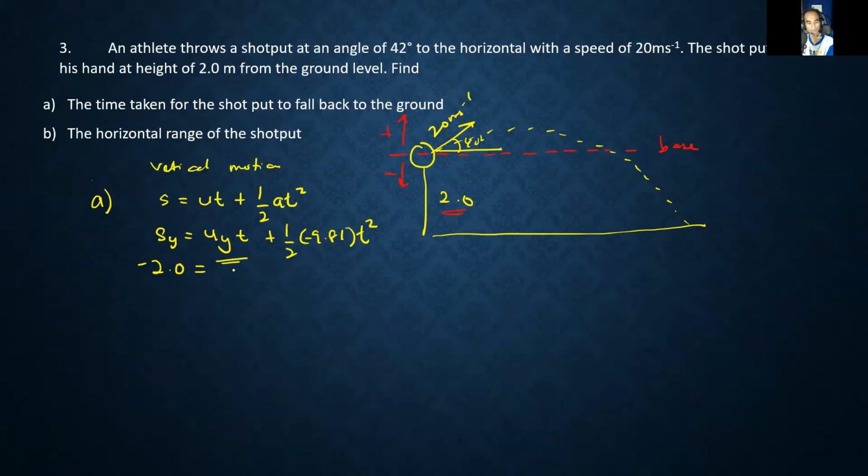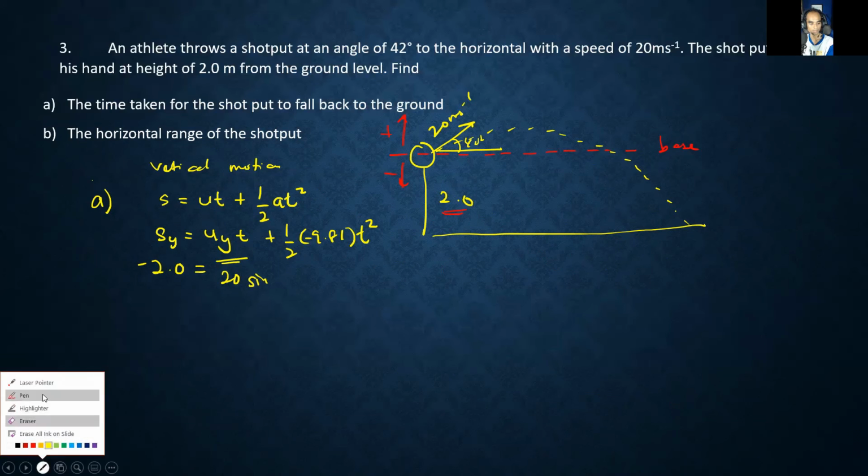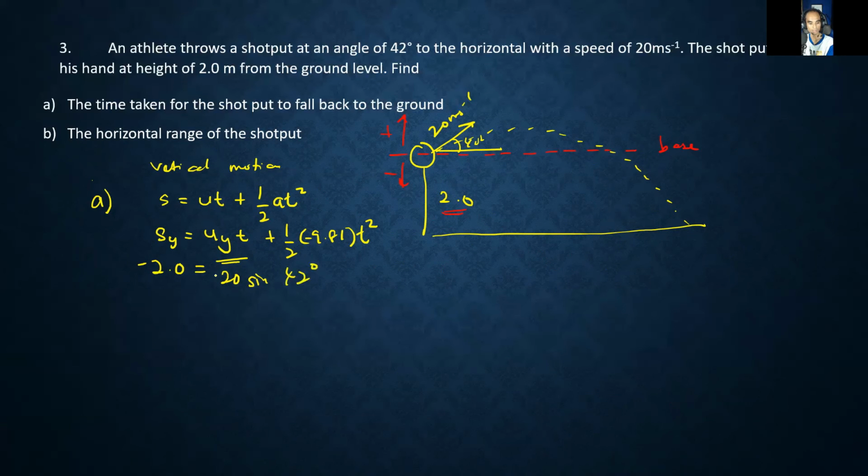Then negative UYT. UY will be 20 sine 42 degrees. And then T, then minus 1/2 times 9.81, which is minus 4.905 T squared.